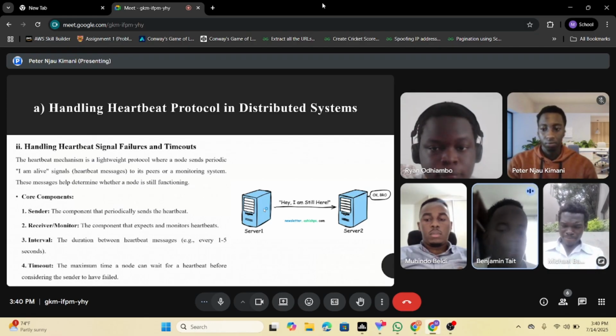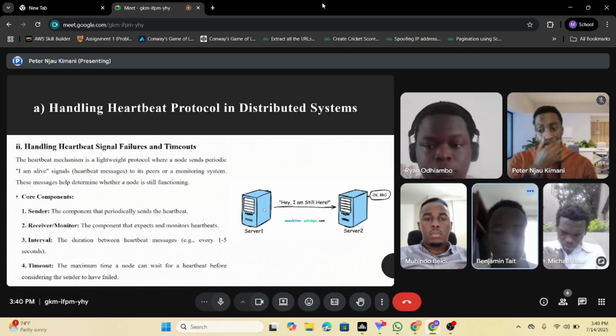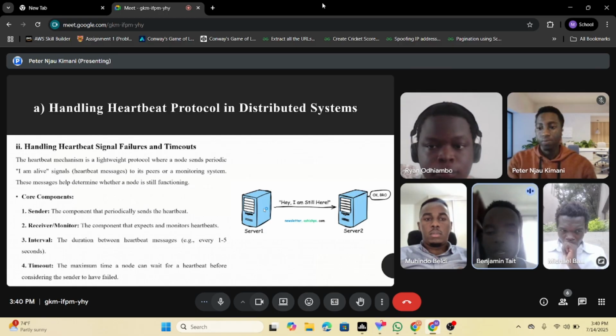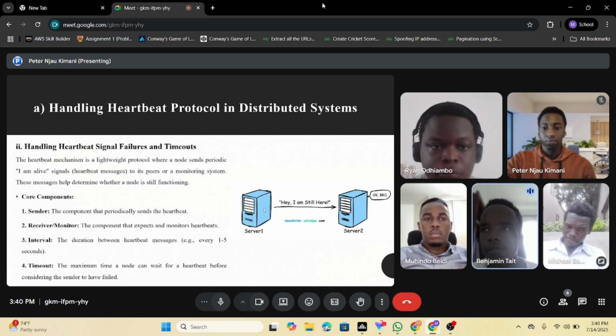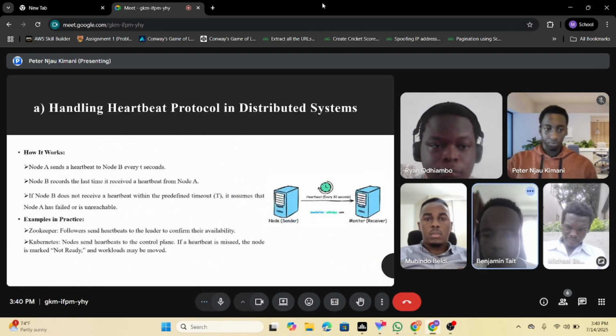And then number 4, we have the timeout. This is the maximum time a node can wait for a heartbeat before considering the sender to have failed. So in the case that server 2 waits for a very long time, maybe we have a timeout of 10 to 20 seconds. When it gets to 20 seconds, server 2 considers that server 1 has failed and is not working. Yeah, we can proceed to the next slide.